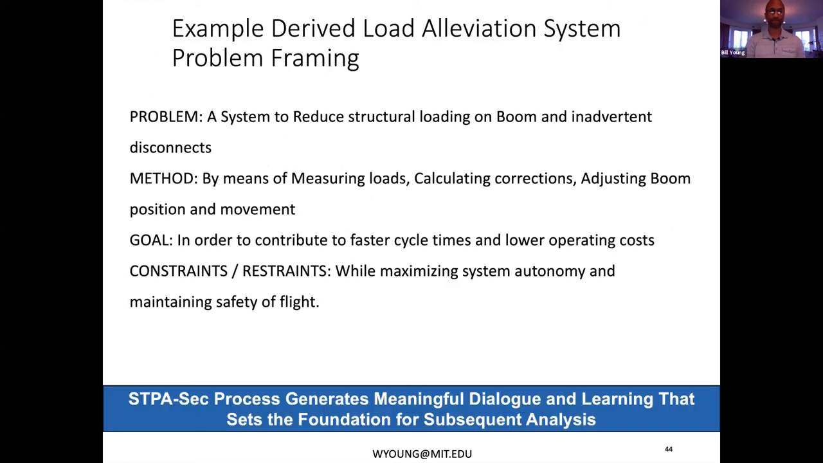So an example from the load alleviation system might be something like this: a system to reduce structural loading on boom and inadvertent disconnects by means of measuring loads, calculating corrections, adjusting boom position and movement, in order to contribute to faster cycle times. That means the ability to get multiple aircraft across the boom in a fixed amount of time and get them gas so they can get back into the fight, and lower operating costs. And I also include constraints and restraints: while maximizing system autonomy and maintaining safety of flight.